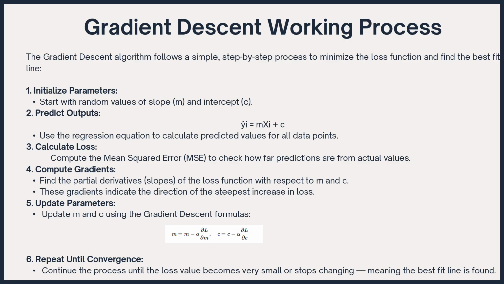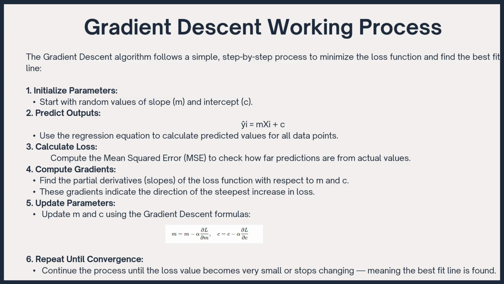Gradient descent works in a simple sequence. First, initialize parameters. Start with random values of slope M and intercept C. Second, predict outputs using the equation y = mx + c. Third, calculate the loss using mean squared error to check how far predictions are from actual values.